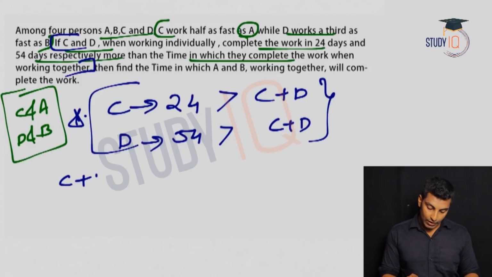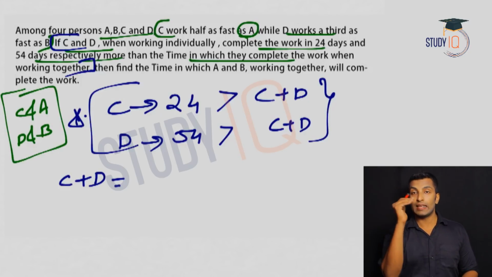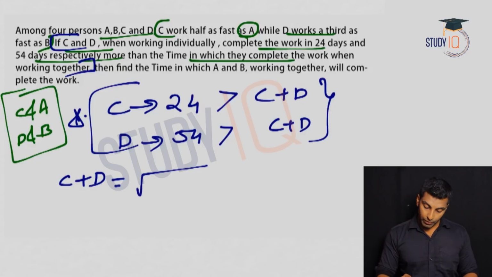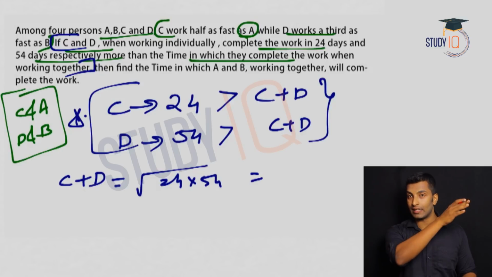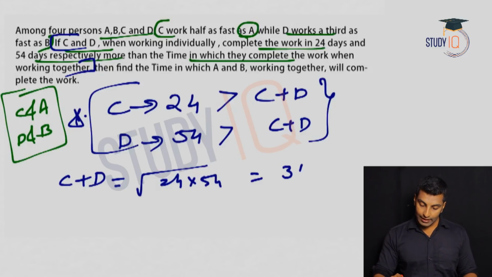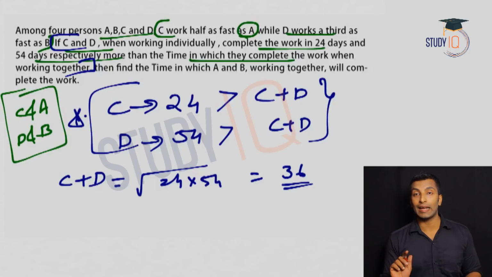So C plus D working together, you know it is root xy, if C takes x days more than C plus D and D takes y days more than C plus D. So here, root of 24 into 54, right? So you get 1296, and you know how to find the square root that we have discussed in one of the previous videos. So you get this as 36. So C and D working together take 36 days to complete the work.